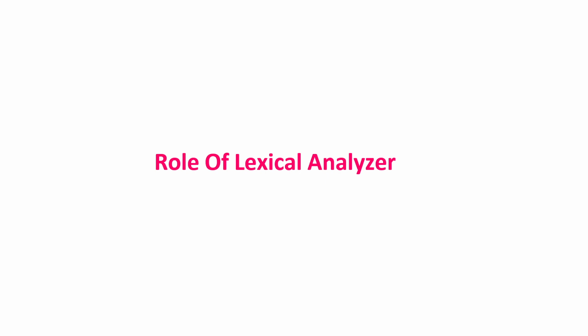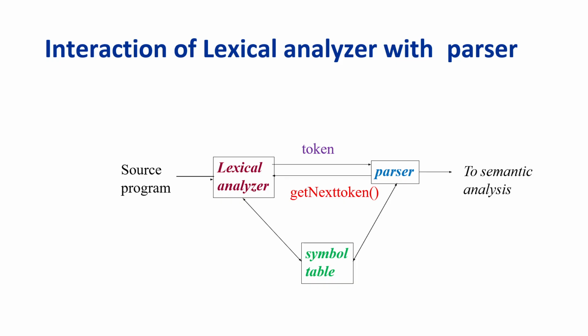Hi, in this video I'm going to talk about the role of the lexical analyzer. The lexical analyzer is the first phase of the compiler. Whatever input we get in the first phase, that is the source program, will be passed on to the lexical analyzer. The lexical analyzer will process the source program, that is, scan it, and divide it into tokens. The other name for the lexical analyzer is scanner.